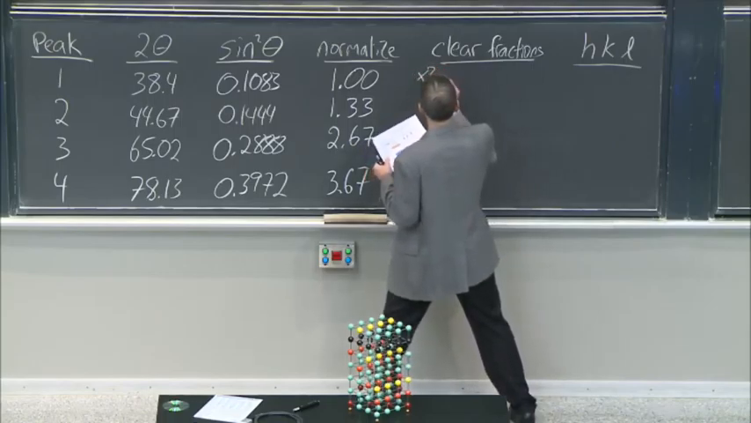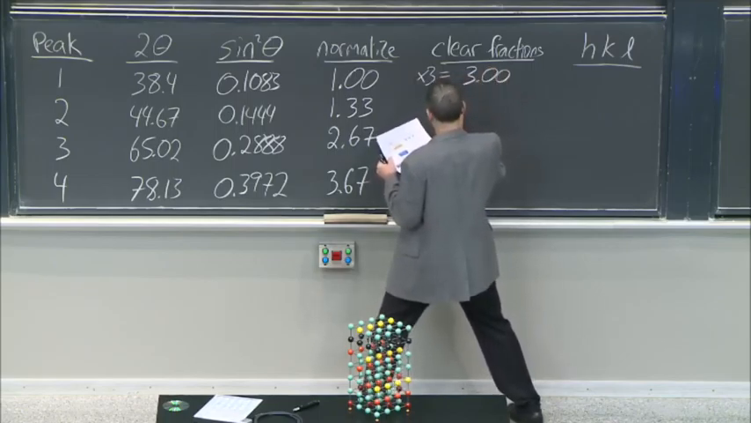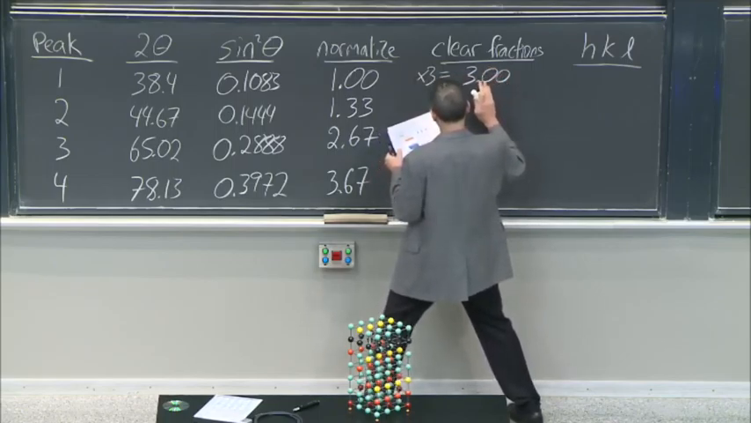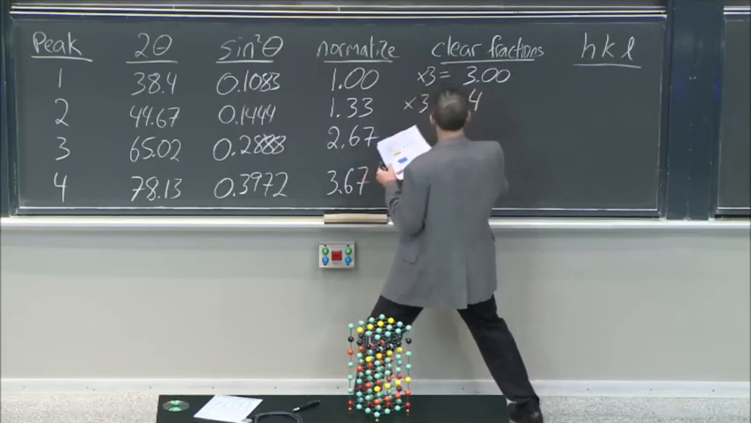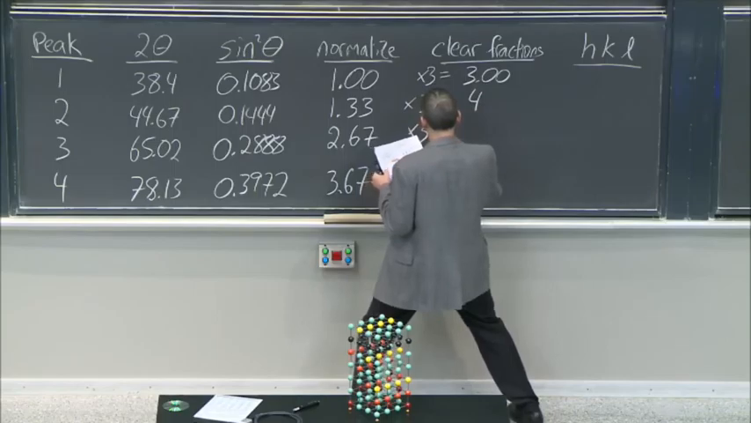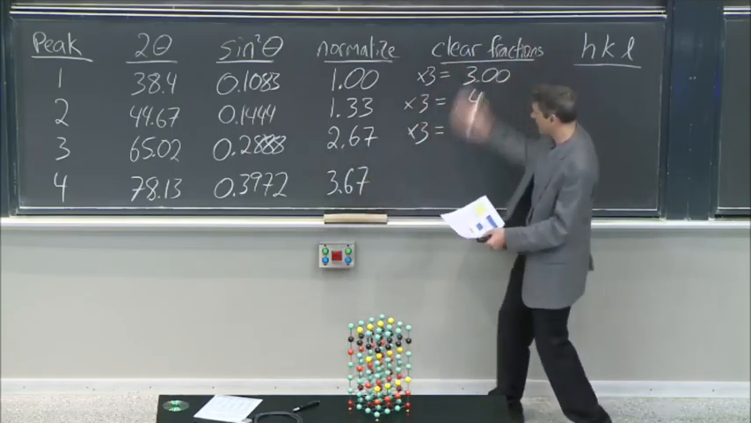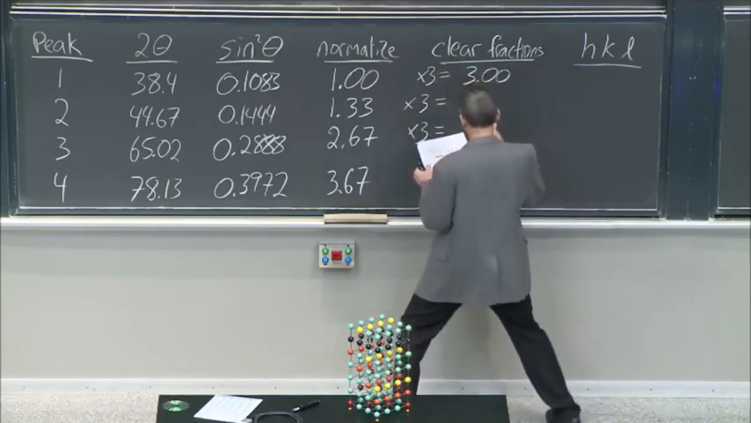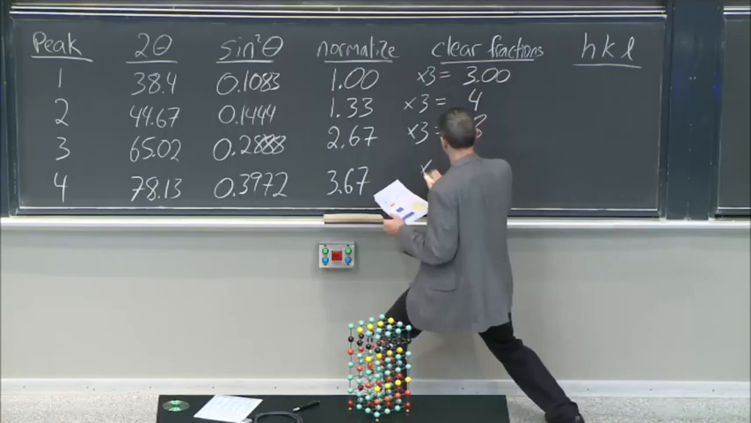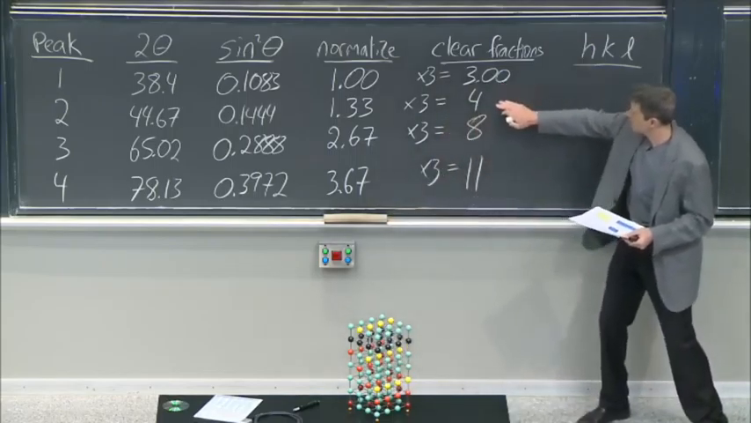In this case, times 3 equals 3. Okay, good. And in this case, times 3 equals 4. Times 3. Don't multiply by a different number, right? I'm clearing the fractions for the whole table. I'm multiplying by the same number. Okay, good. 8. And this is times 3 equals 11. So I've got 3, 4, 8, 11.